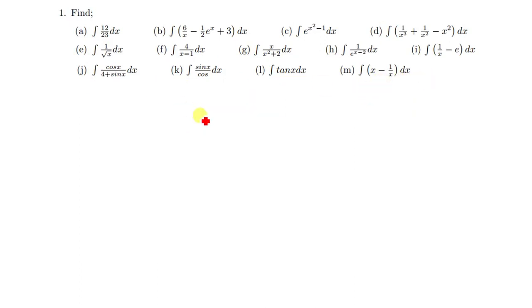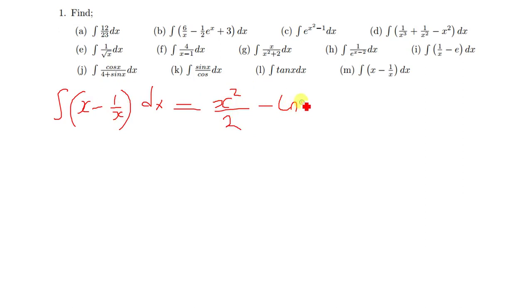So the last question there is saying the integral of x minus 1 over x, dx. So these are independent terms, so I'm going to integrate them independently. When you integrate x, you are just going to get x squared over 2. You just add 1 to the power and then divide by the new power there. And then the integral of 1 over x, remember, is nothing but ln x. Then, of course, don't forget to put your c there.